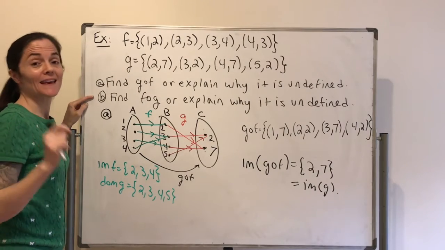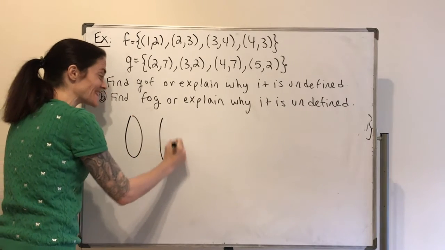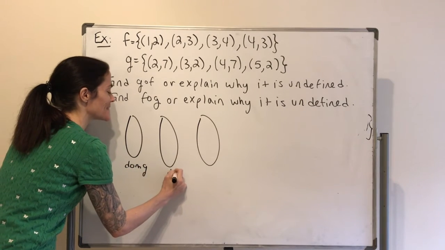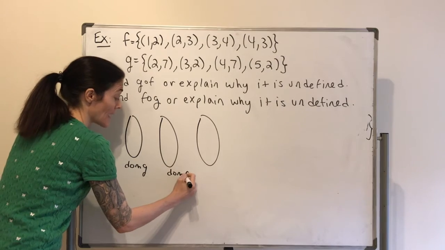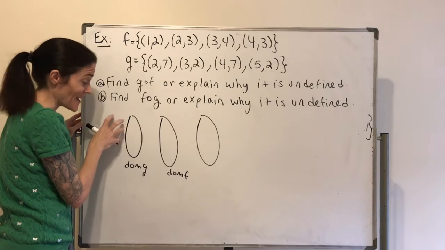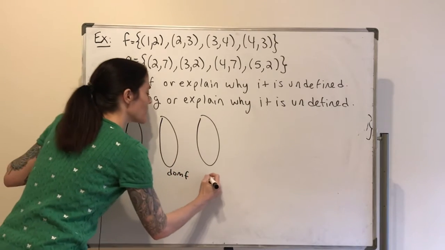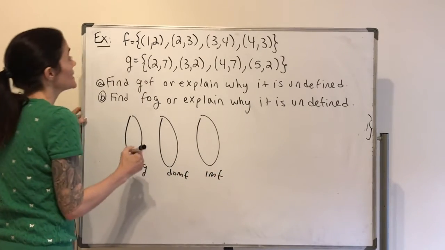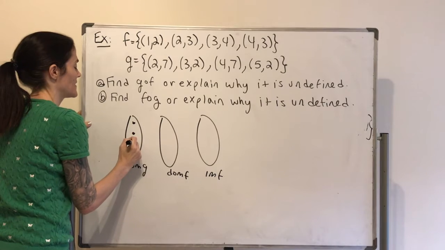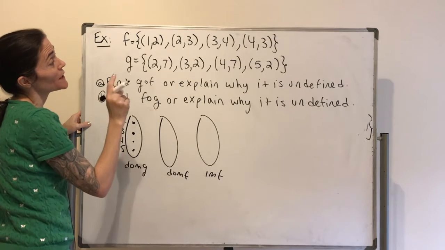Now, let's think about part B, F compose G. What I would do to think about this function is here I will put the domain of G. Here I will put the domain of F, because in order for this to be defined, F compose G, I would need the image of G to be contained in here, the domain of F. And here I will put the image of F. So the domain of G is 2, 3, 4, and 5. The domain of F is 1, 2, 3, and 4.